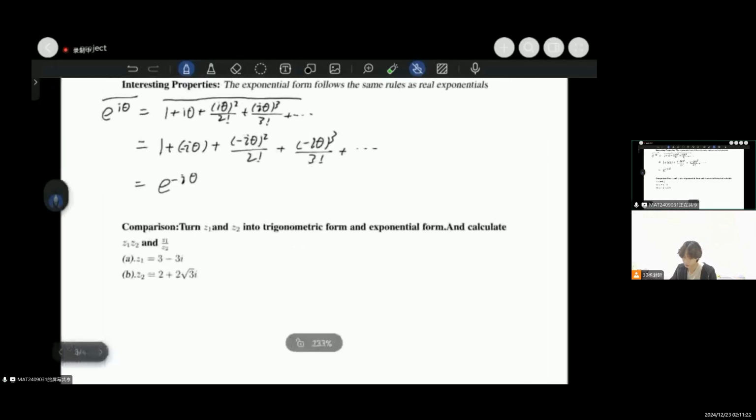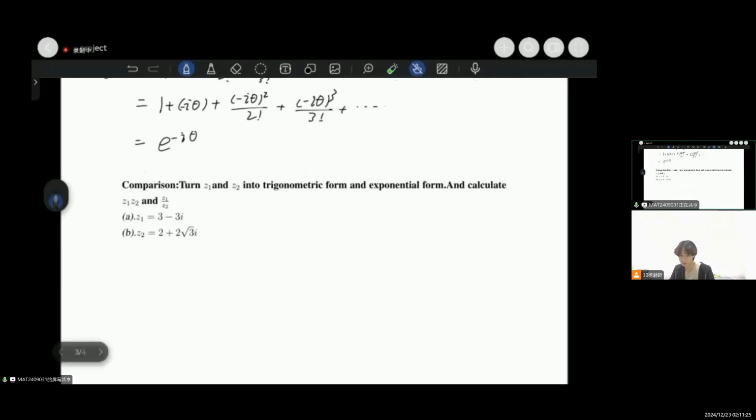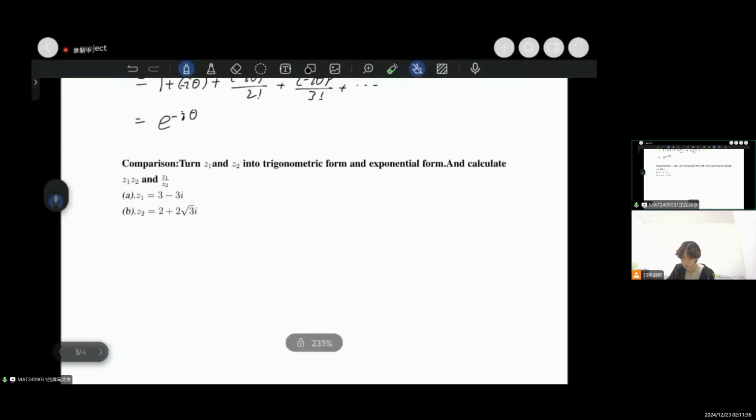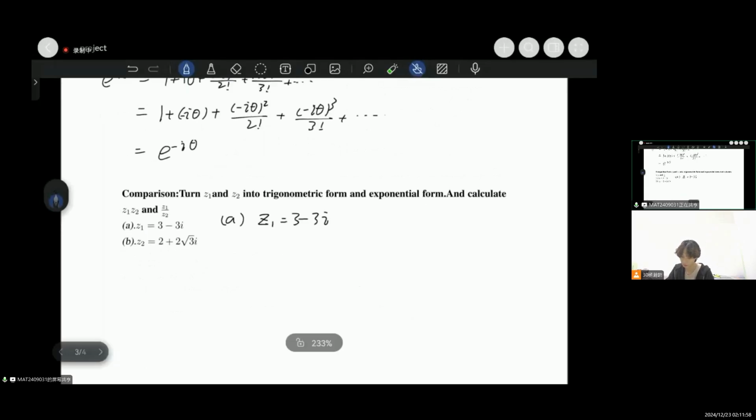And now is the comparison part. We will compare trigonometric form and exponential form here and give some examples to you, which will let you have a deeper understanding about these two different forms. And first, we need to turn z1, z2 into trigonometric form. z1 equals 3 minus 3i.